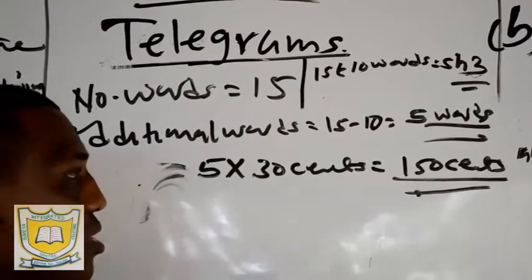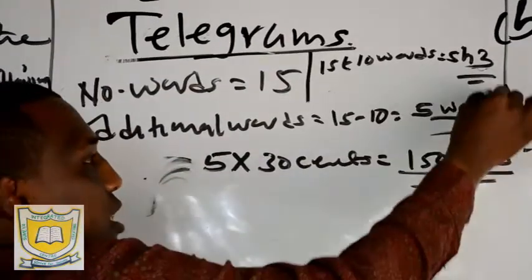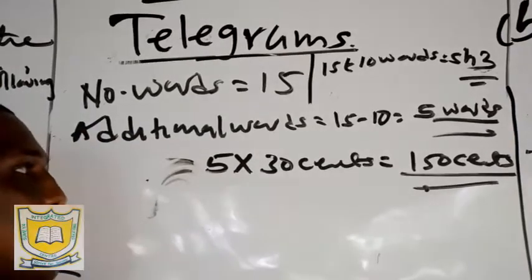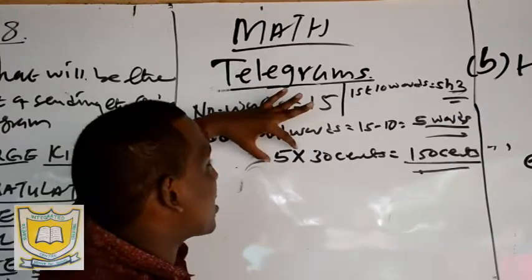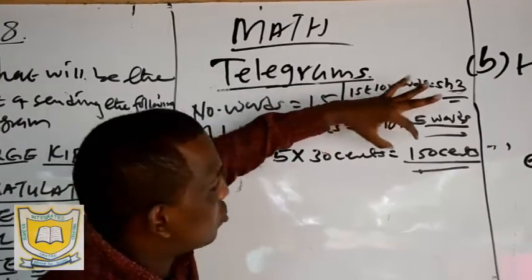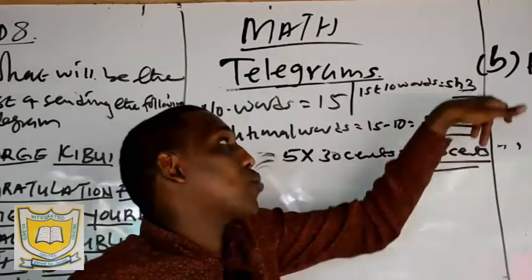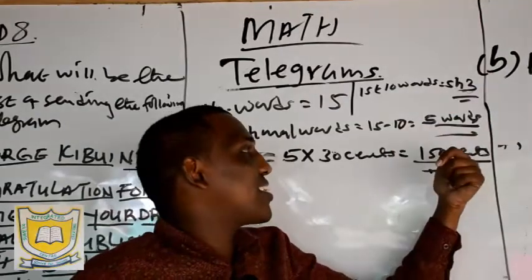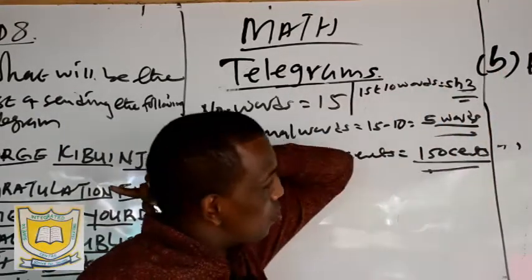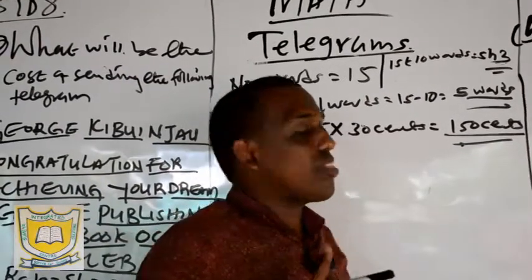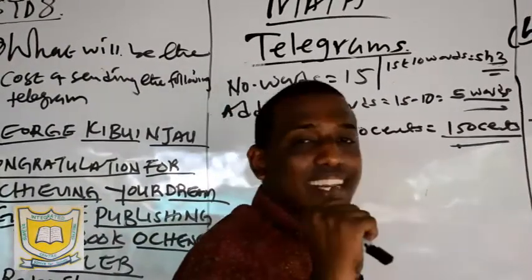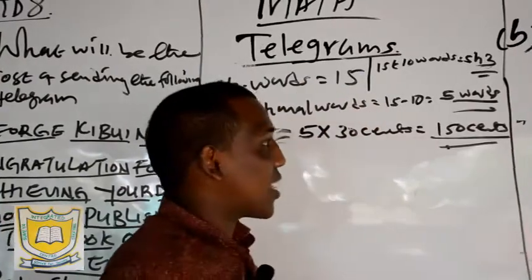Here now is where the problem comes, the cents. What we do, the first 10 words, shillings 3. Extra words are 5, each one 30 cents. So 150 cents. We have to add the two amounts. But this one is in cents and the other one is in shillings. What do we do? We change the cents into shillings. And remember one thing, 1 shilling has got 100 cents.